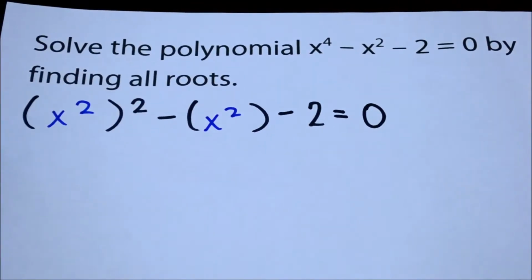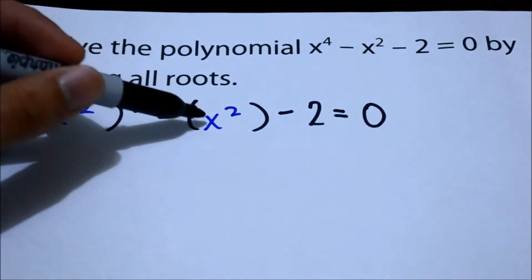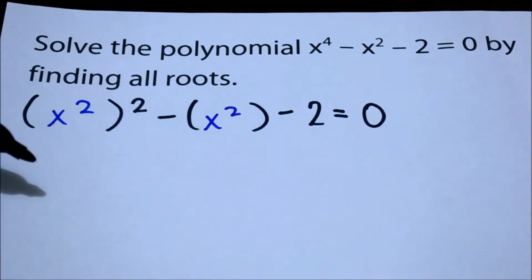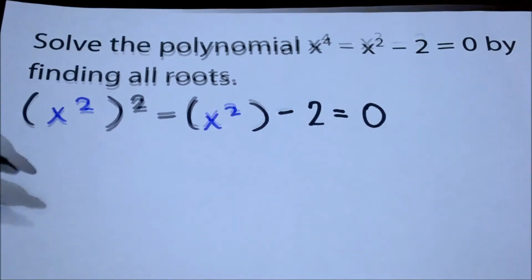The reason why I did this is because the terms inside the parentheses indicate that this polynomial can be separated, or factored, so to say, into two sets of quadratic degree binomials.